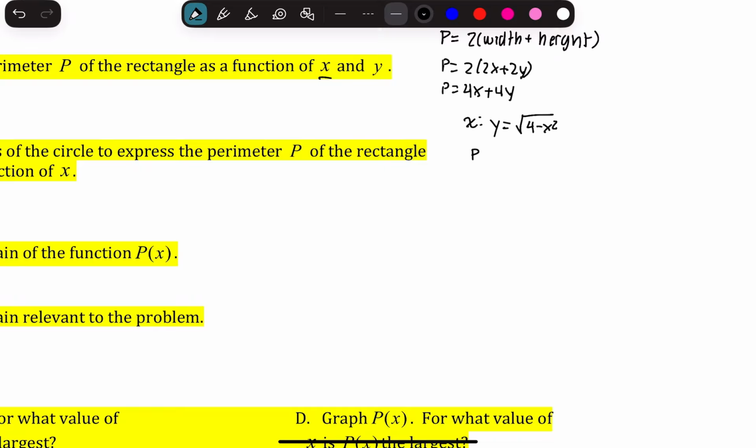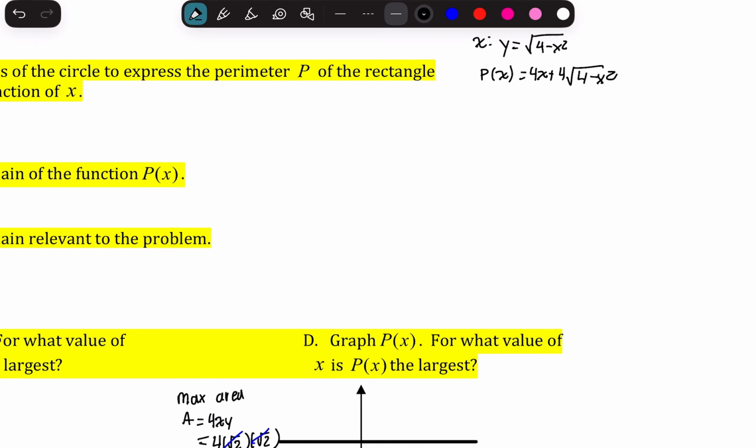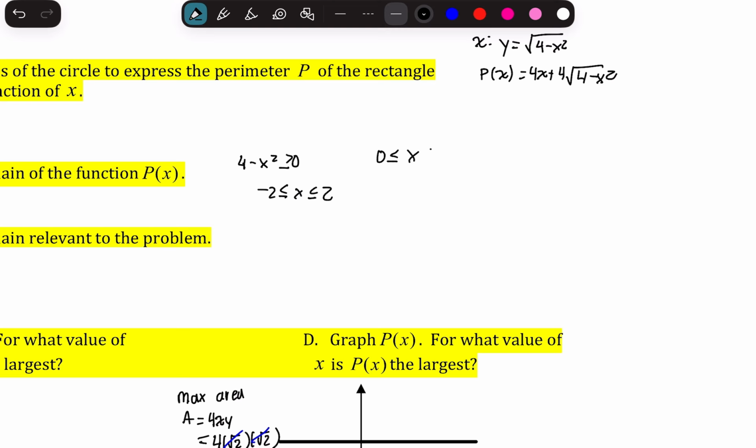So then we get the function as P of x is equal to 4x plus 4 times the square root of 4 minus x squared. Now we want to find the domain of P of x. So the domain of this is going to be what was under the root, which is 4 minus x squared. It has to be greater than or equal to 0. So then we know that negative 2 is less than or equal to x is less than or equal to 2. So now the relevant domain, as we know, it has to be positive. So it has to be 0 is less than or equal to x is less than or equal to 2.